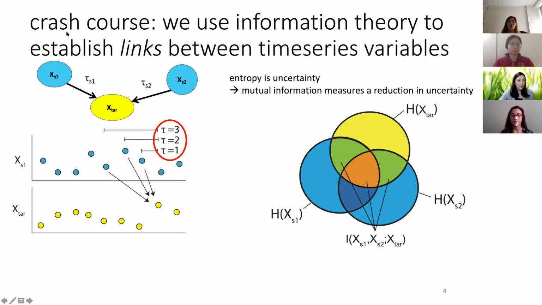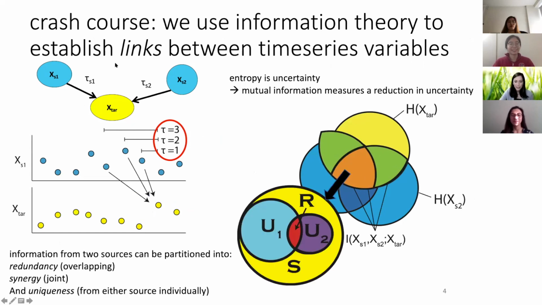So, a really fast course in information theory without any equations, for better or for worse. Information theory is what I'm going to use to establish links between time series variables. Here is an illustration of 2 time series variables. I'm going to consider one to be a source and one to be a target. When I consider 2 sources, I end up with a measure of shared information between my sources and my target that's going to be the reduction in uncertainty of my target given those 2 sources.